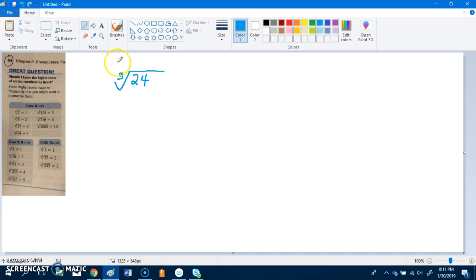So for this question, we have the cubed root of 24, not the square root, but the cubed root of 24. Now, we're not as familiar with cube roots as we are with square roots, but basically we're looking for a number that when multiplied by itself 3 times is going to equal 24. And there isn't a whole number that will do that.